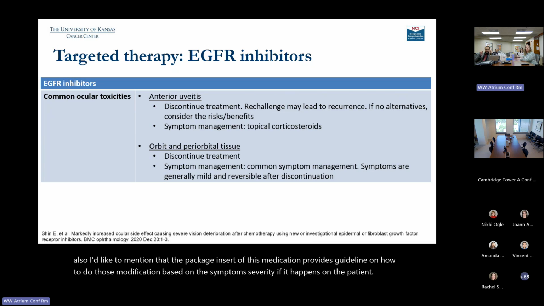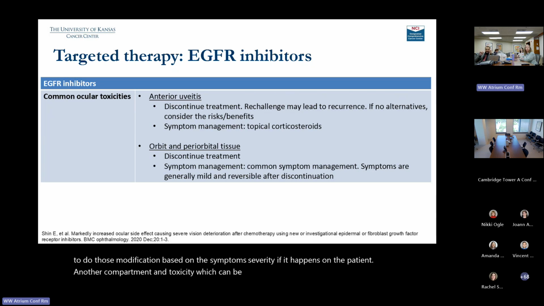Another toxicity which can be developed with this class is anterior uveitis, which happens with erlotinib. It is rare, but again, it is very important. We need to discontinue the medication in those cases. And if we are in a recurrent situation after rechallenging the medication and we do not have any alternative, we need to really evaluate risk and benefit for the patient if we want to continue. So it will be a very complicated situation. If that type of uveitis happens, we can consider topical steroid for the patients.